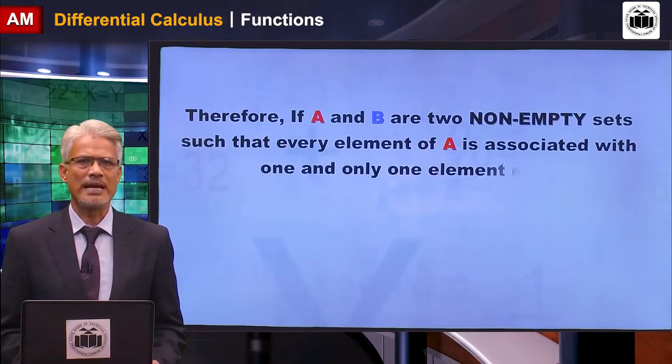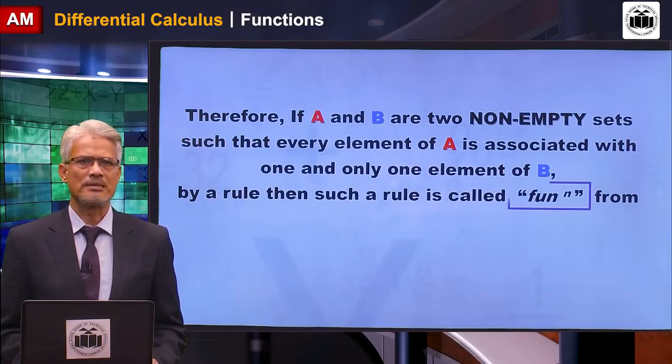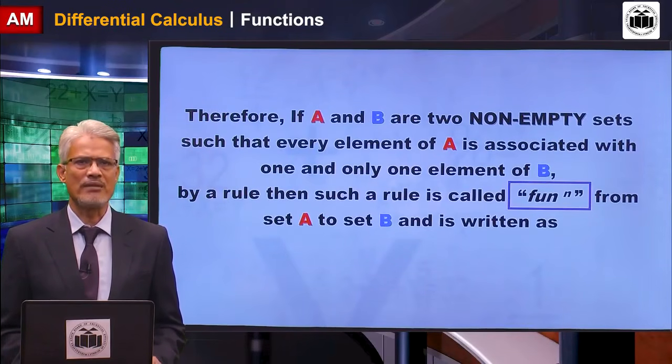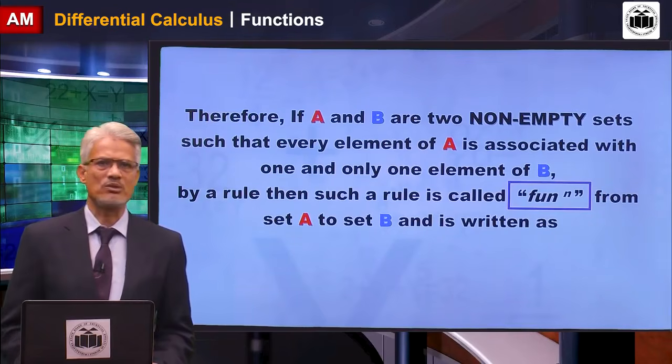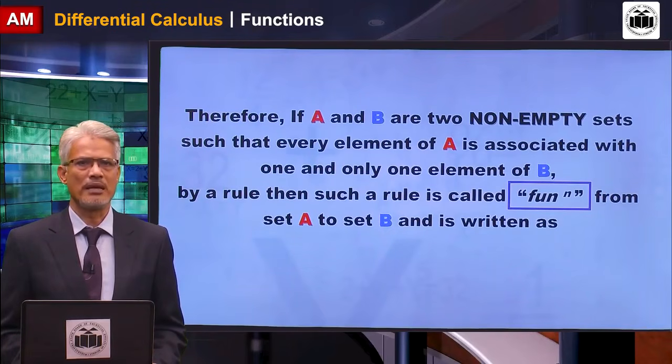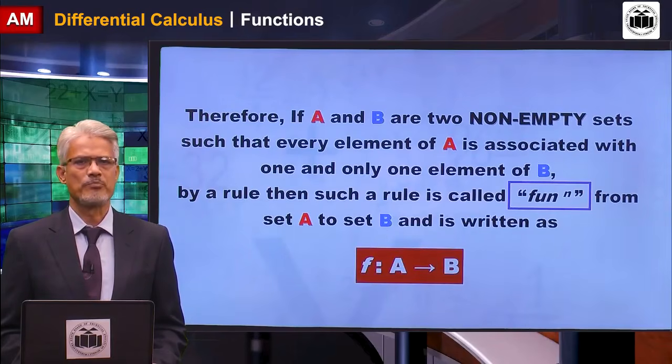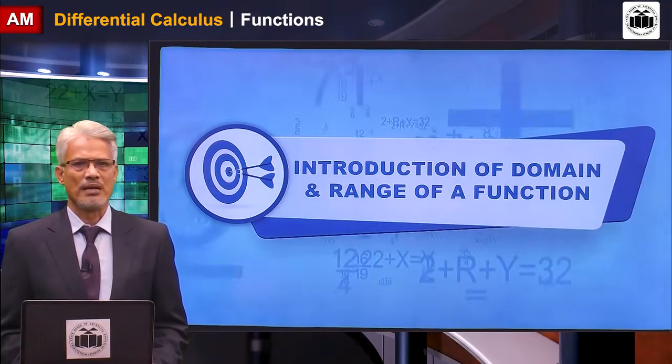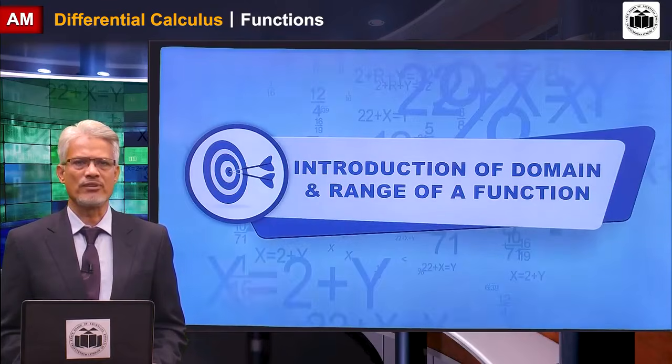Therefore, if A and B are two non-empty sets such that every element of A is associated with one and only one element of B by a rule, then such a rule is called a function from the set A to set B and written as f: A to B. Introduction of domain and range of a function.